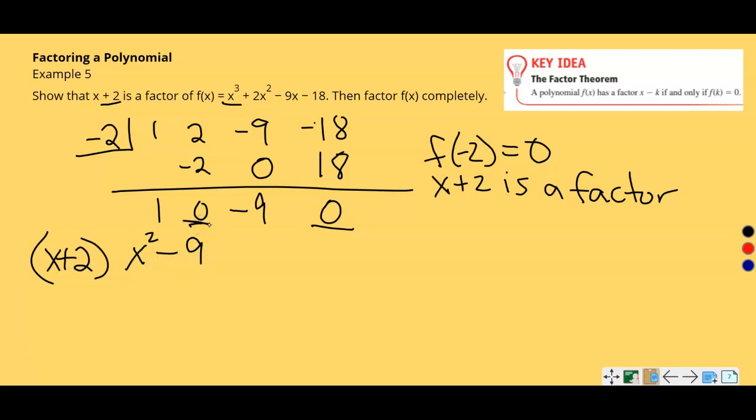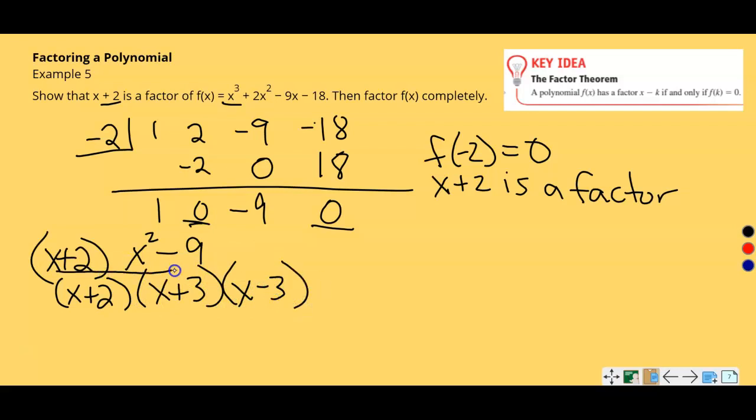So again, since we factored out an x, we know that we start with one exponent lower than what we originally had for f of x. Now, x squared minus 9 is a difference of perfect squares. So we've got x plus 2, x plus 3, and x minus 3. So again, a difference of squares, same binomial, different sign in the middle.